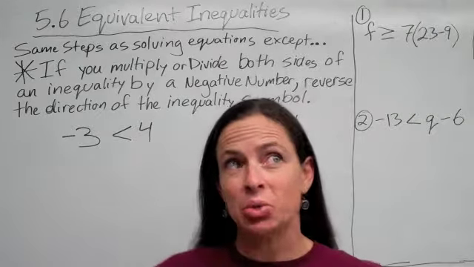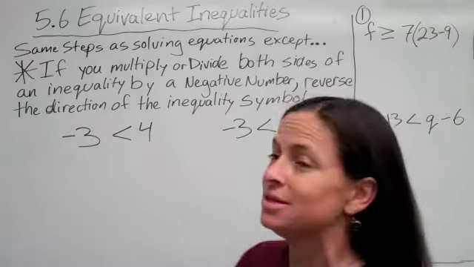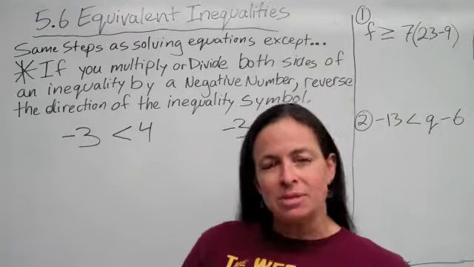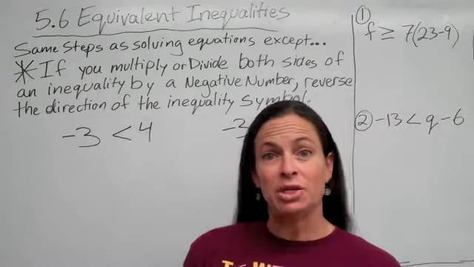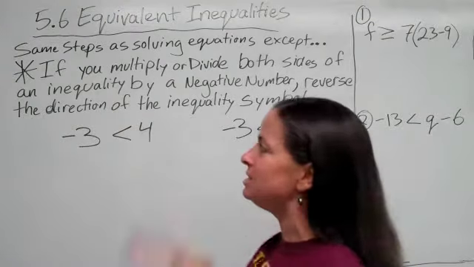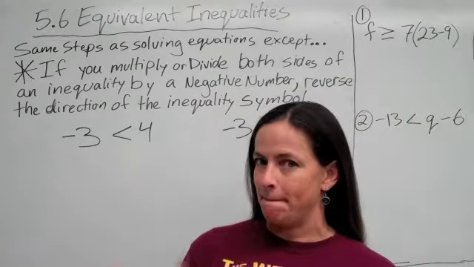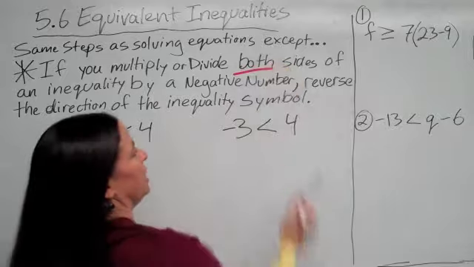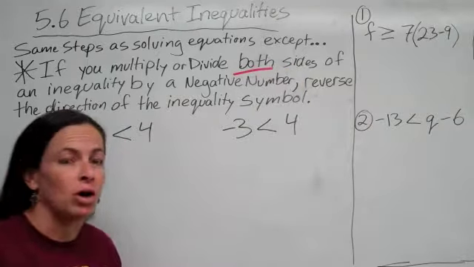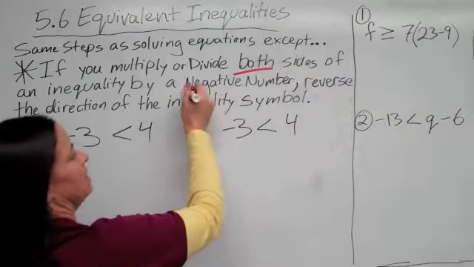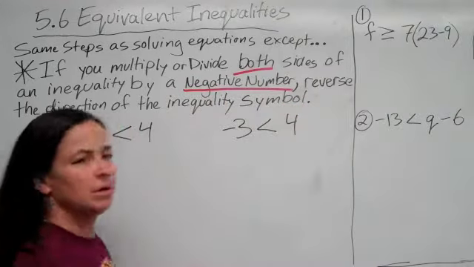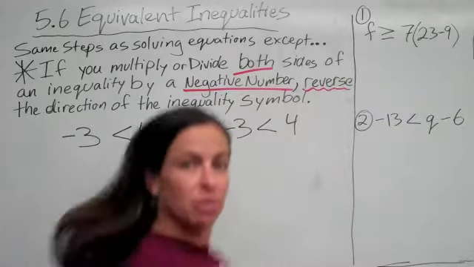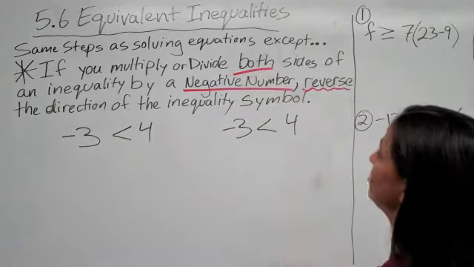5.6 equivalent inequalities. So we are going to have exactly the same steps as we were when we were solving equations. The difference is when we multiply or divide both sides of the inequality by a negative number, we want to remember to reverse the direction of the inequality symbol.